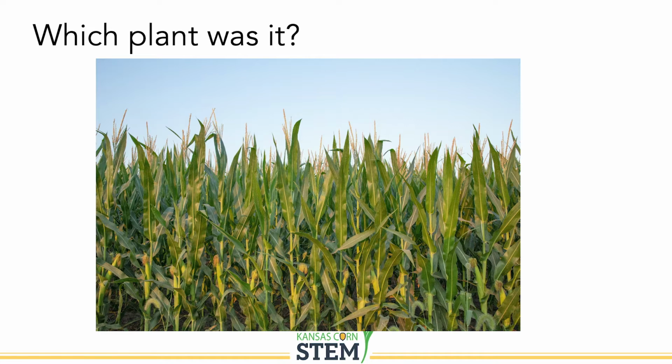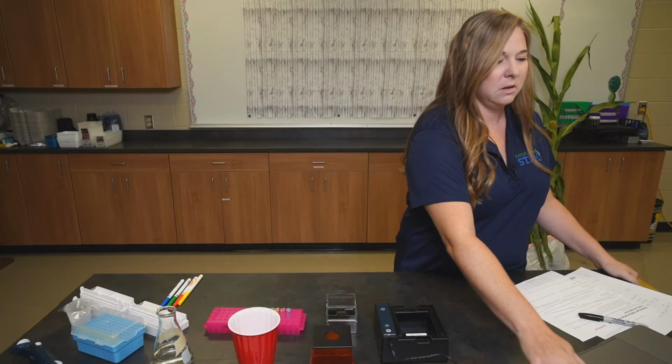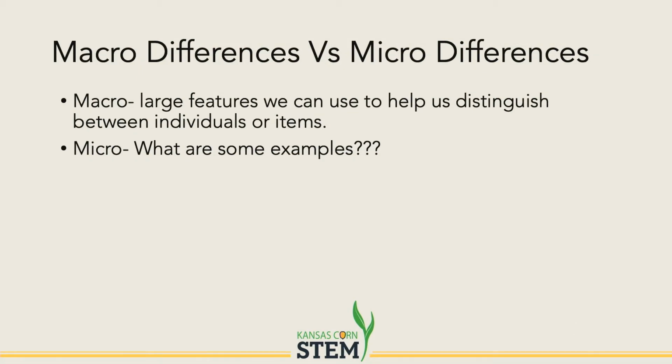Hard to tell, right? As we look through this field of corn, all of those plants look so similar. Their traits are so similar. How can we tell which one is the individual that we looked at before? Well, that really brings us down to understanding the differences between organisms. There are micro differences and macro differences. The first picture we looked at, we really focused on macro differences, those large features that we can easily see to distinguish between individuals or items.